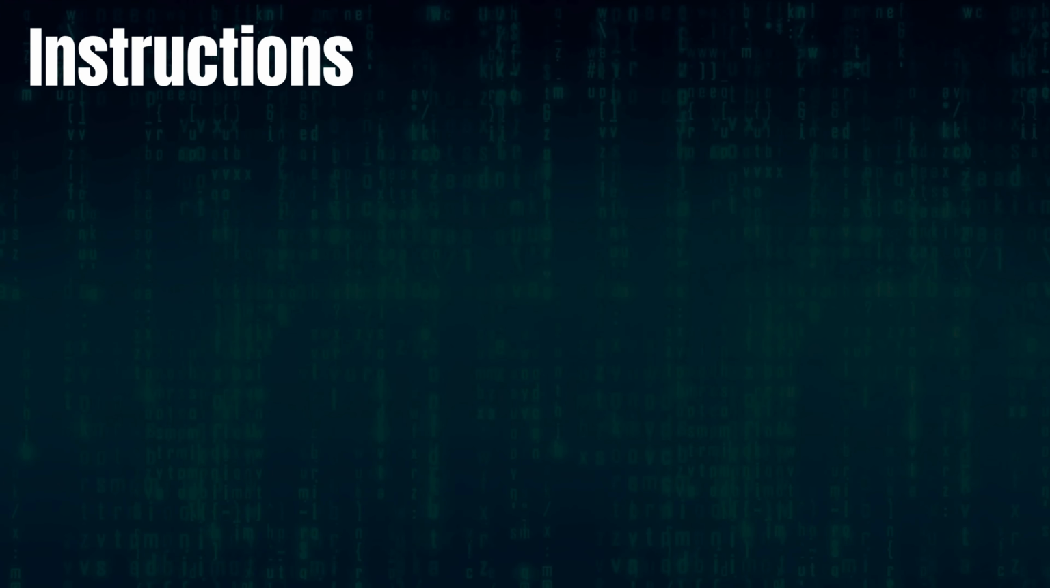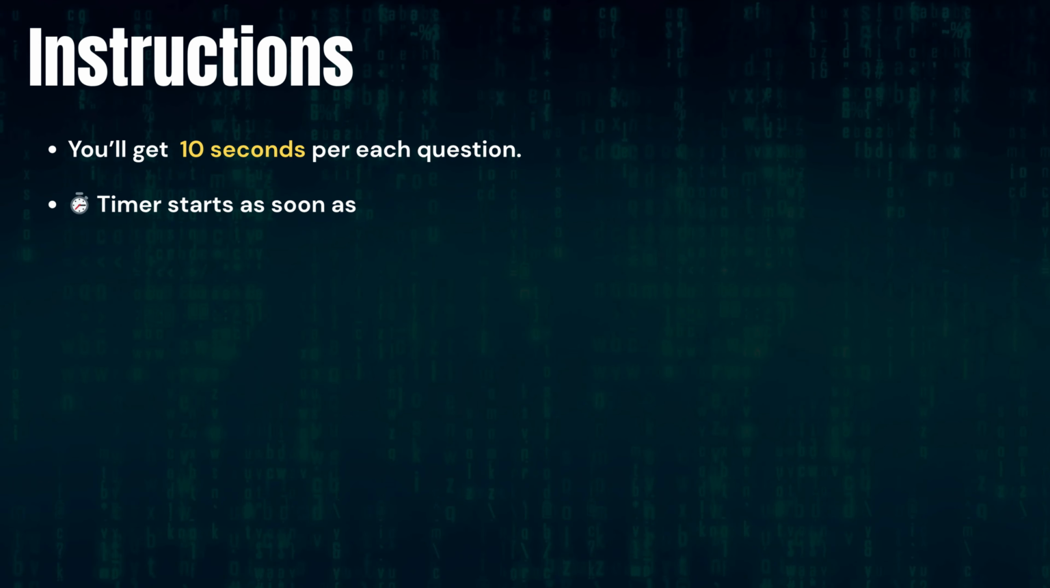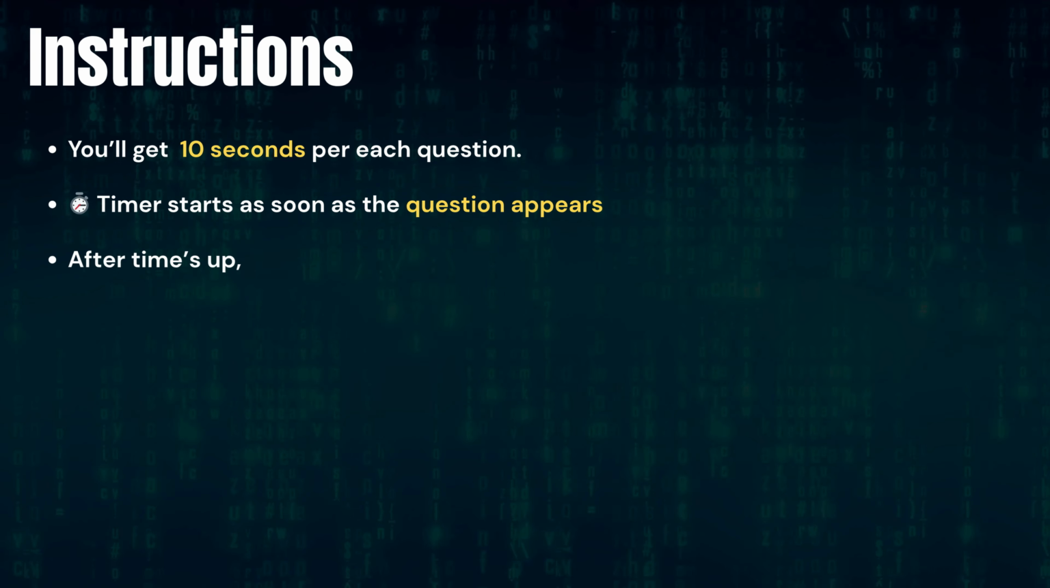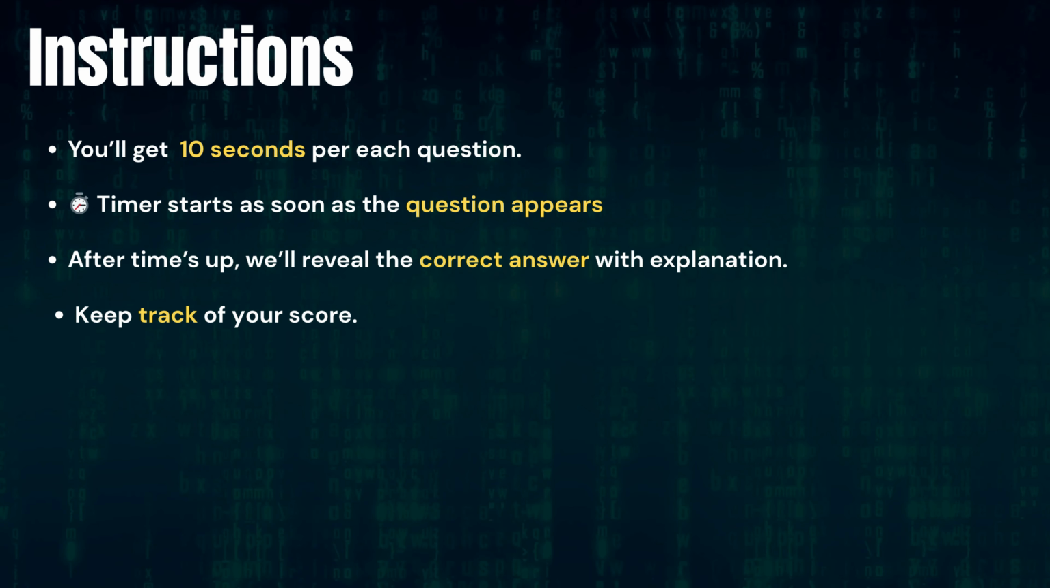Here's how this works. You'll get 10 seconds per question. Timer starts as soon as the question appears. After time's up, we'll reveal the correct answer with explanation. Keep track of your score.